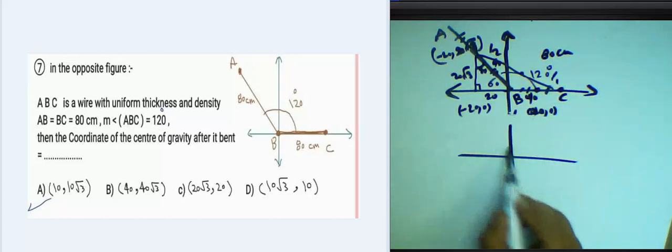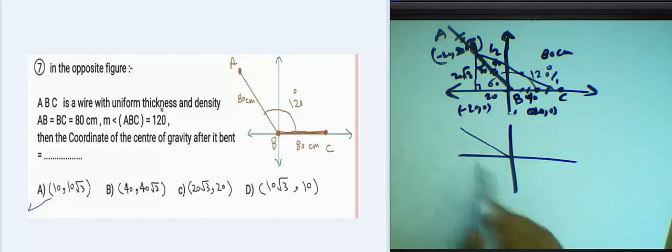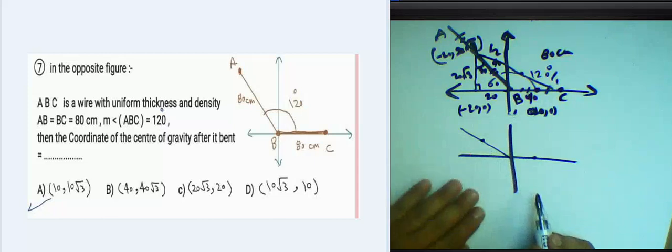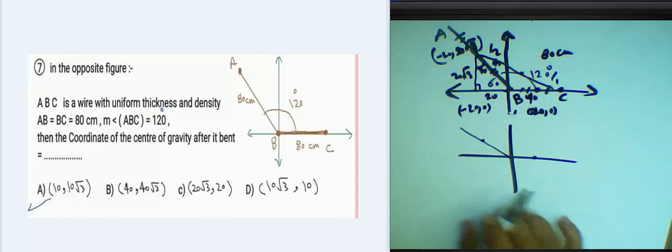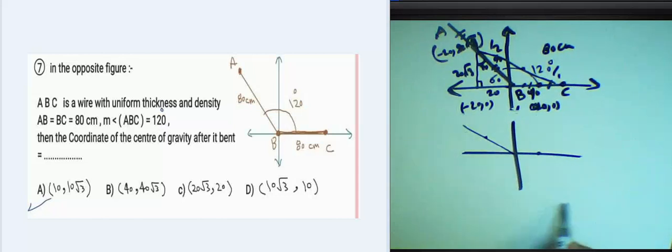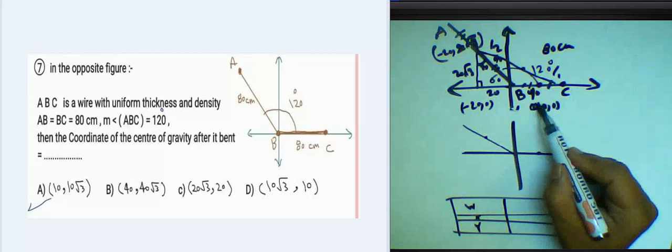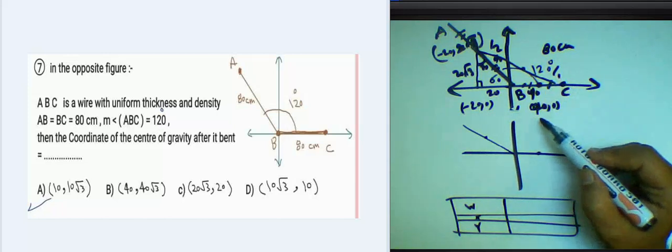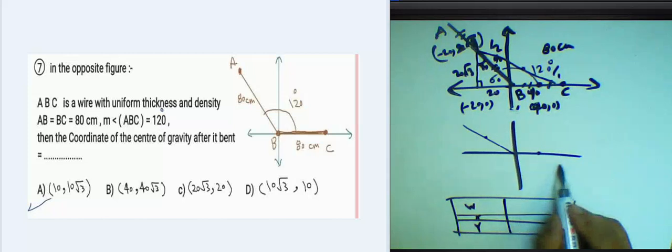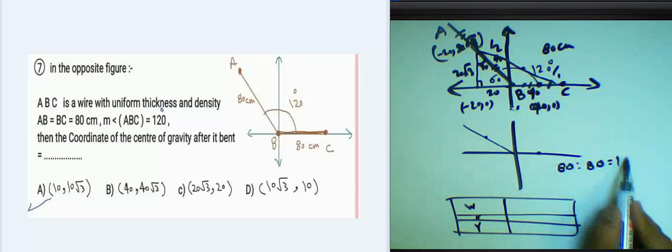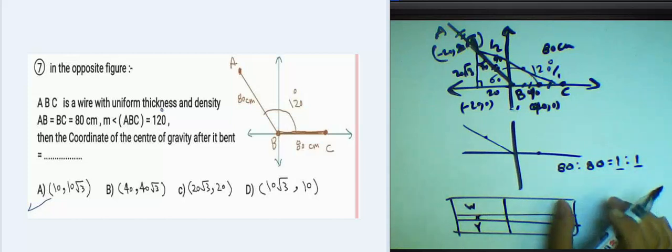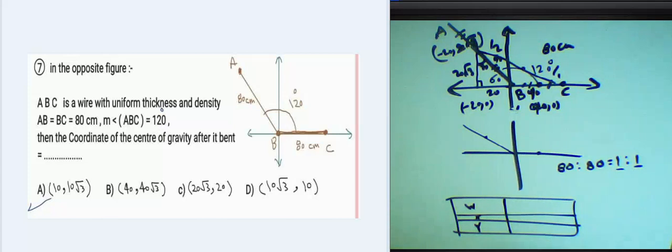Look here. We have this part 80 centimeters, and here 8 centimeters, and the center here and the center here. We want to find the center of gravity. We can draw the table and write the width and x and y for the first point and second point. The first point is 40 and 0, and the widths are 1 to 1 because the ratio between two widths equals the ratio between two lengths, k and k.